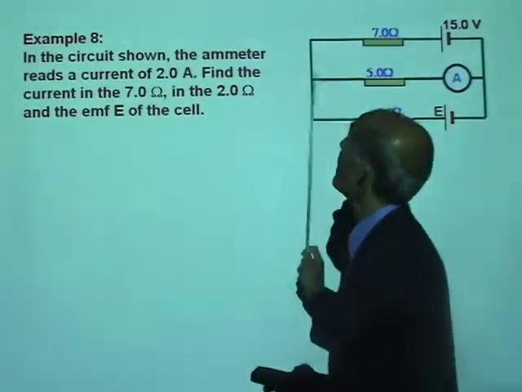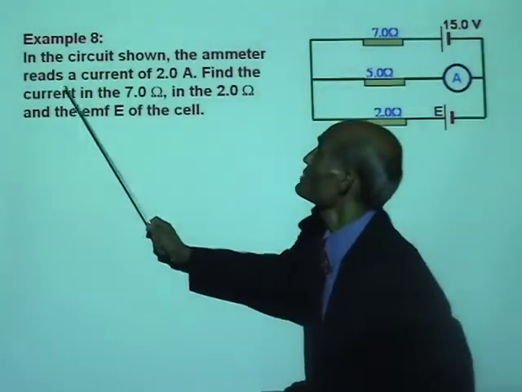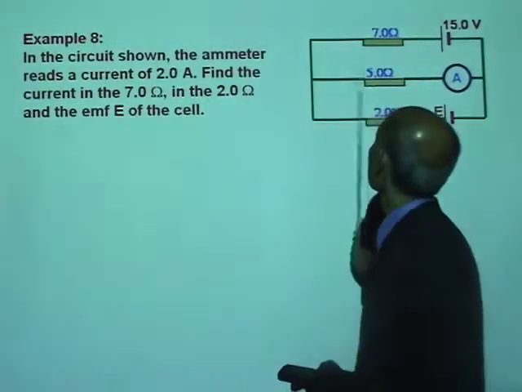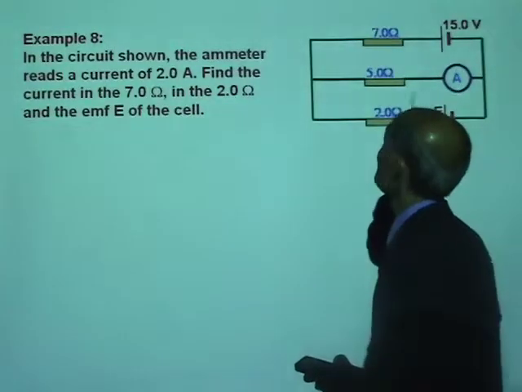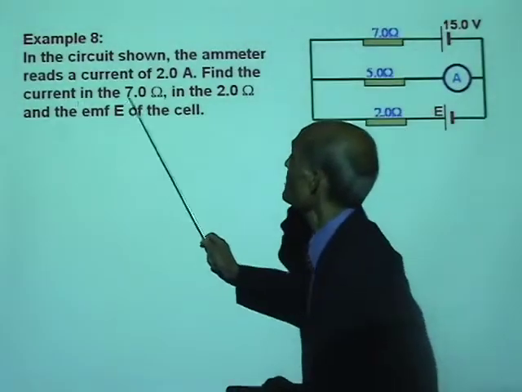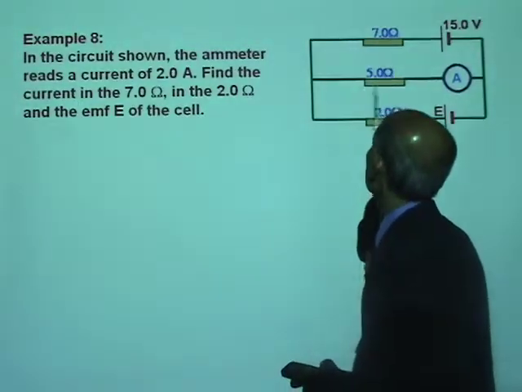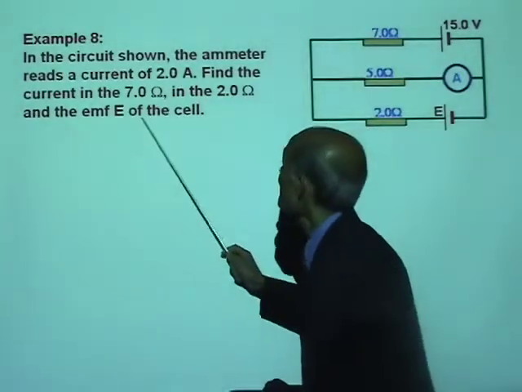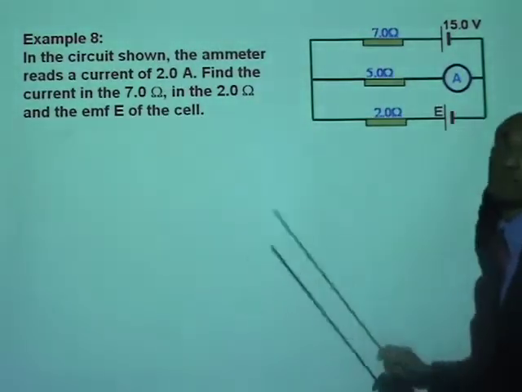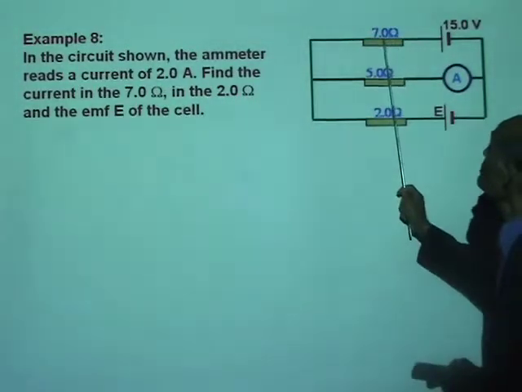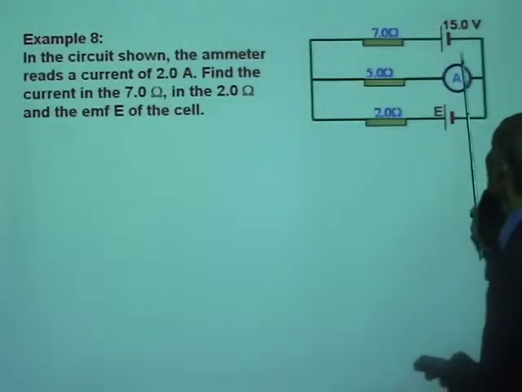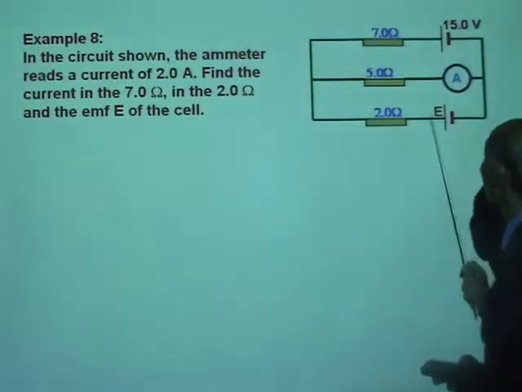In the circuit shown, the ammeter reads a current 2 ampere. Find the current in the 7 ohm, in the 2 ohm, and the EMF E of the cells. We need to find the current in the 7 ohm, the 2 ohm, and the EMF E of this cell.